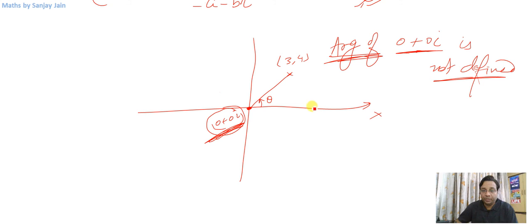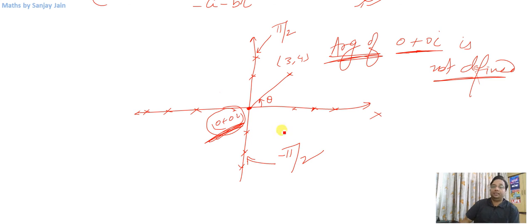We also know that purely real numbers will lie on the positive or negative direction of the x-axis, and purely imaginary numbers will lie on the imaginary axis. So what will be the argument of numbers lying here? It will be pi by 2, and for numbers lying here, it will be minus pi by 2, right? So purely imaginary numbers will have argument as minus pi by 2 or pi by 2. And what about numbers which are purely real? They will have argument 0 or pi.